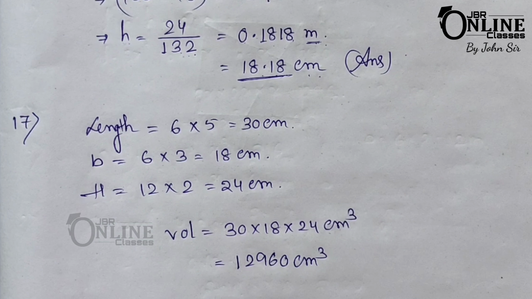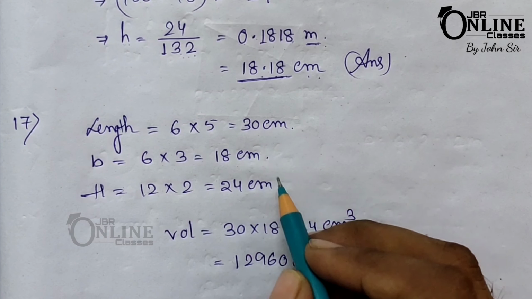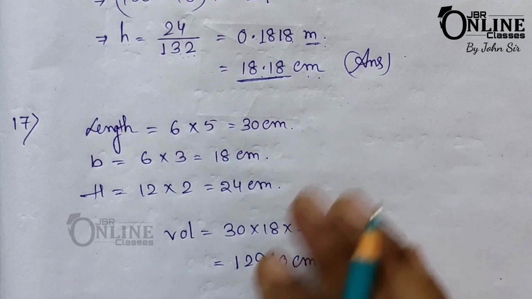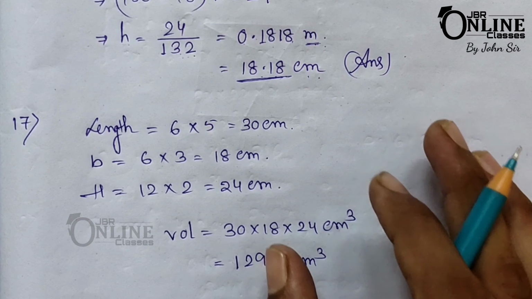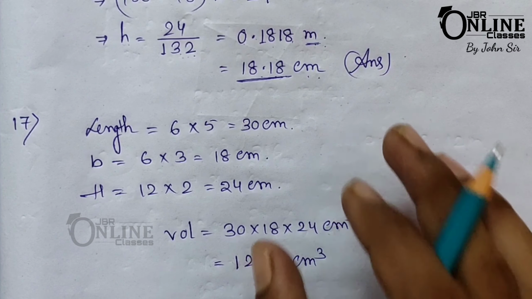Now next one, sum number 17. A box is tightly packed with tins of soft drinks of the same size. These tins are arranged in 2 layers, containing 3 rows and 5 columns. The diameter of each tin is 6 centimeter. In the square box, the length and the breadth of the box will be equal.